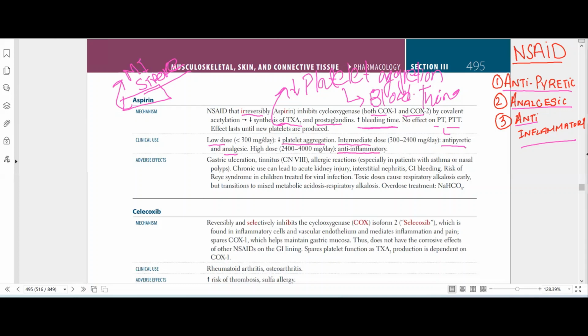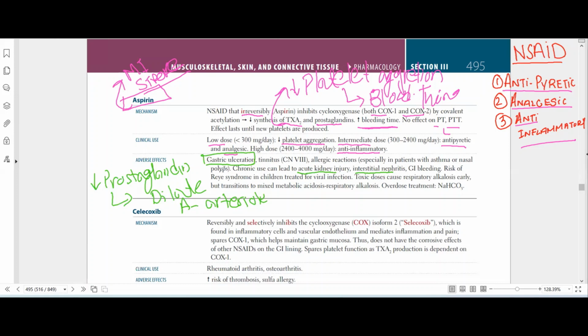So the side effects of the NSAIDs are gastric ulceration, acute kidney injury, and interstitial nephritis. The acute kidney injury and interstitial nephritis are due to decreased prostaglandin. Prostaglandin causes increased blood flow to the kidney because prostaglandin dilates the afferent arterioles of the nephron. If you decrease prostaglandin synthesis, the protective effect of prostaglandin on the kidney is decreased.